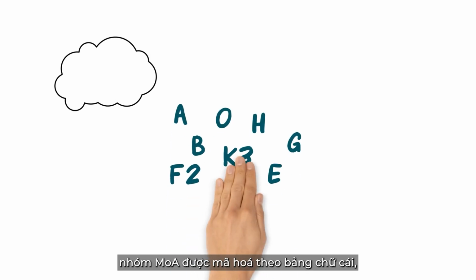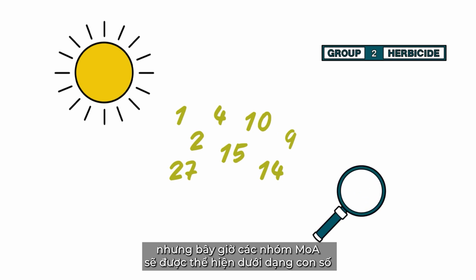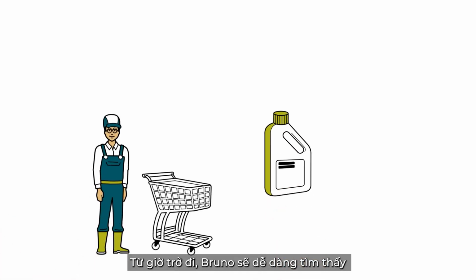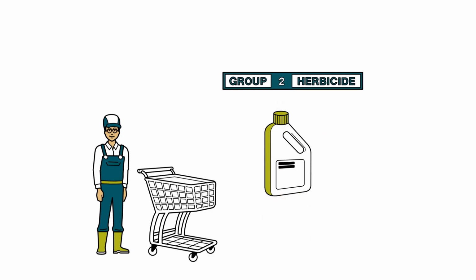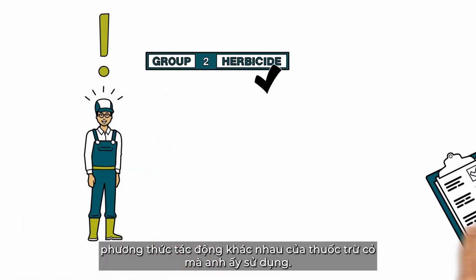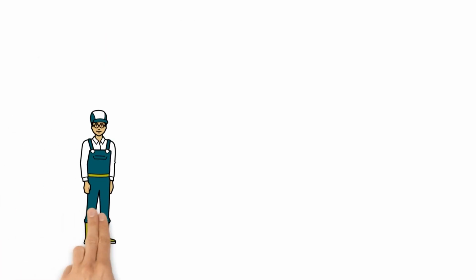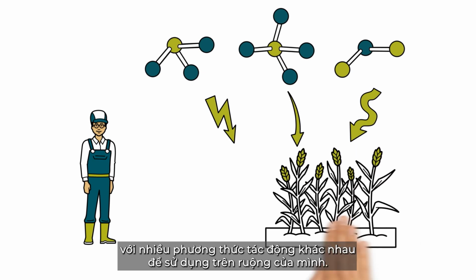In the past, in some countries, the mode of action code system used letters of the alphabet, but now the mode of action code will be numbers and will be clearly visible on the front page of the herbicide's label. Soon, Bruno will find that the herbicides he buys will feature a clear mode of action numerical code on their label. It's important for Bruno to notice this code so that he can track the various modes of action he uses. Bruno will now easily diversify the modes of action of the herbicides he uses on his fields.